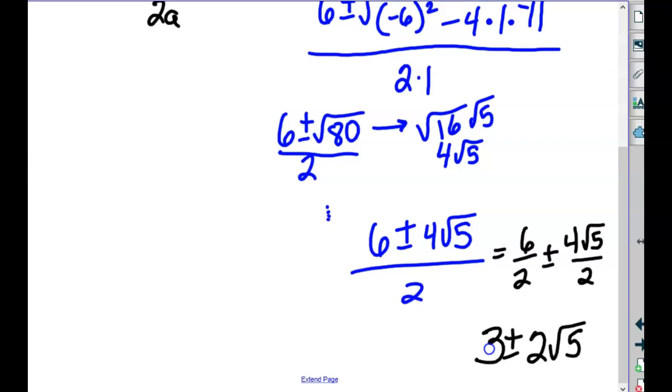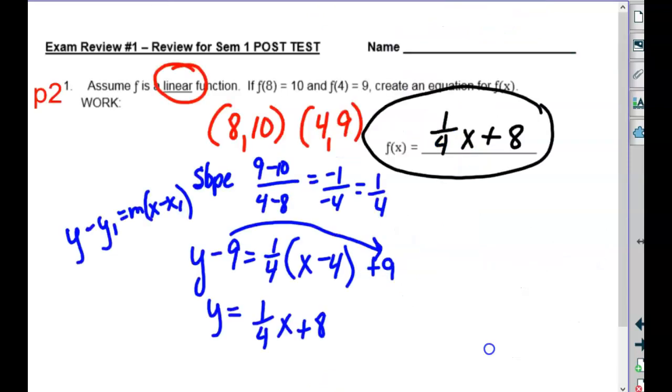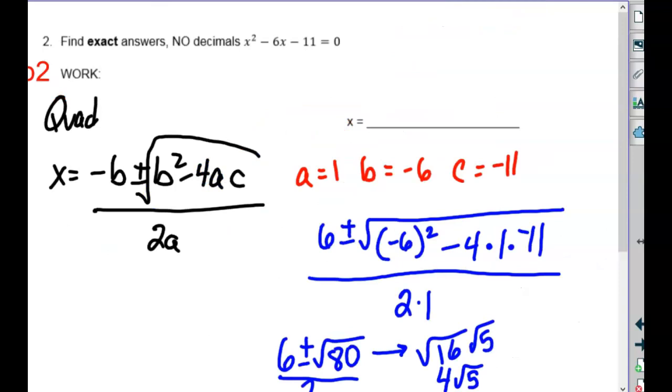I don't know that the one on the post test has as much simplifying, but questions? We good? And you could write them separately or together up here. I don't really care. I already forgot what they were. Was it 3 plus 2 square roots of 5 and 3 minus 2 square roots of 5? Okay. You can leave it plus or minus. I don't care. Any questions?